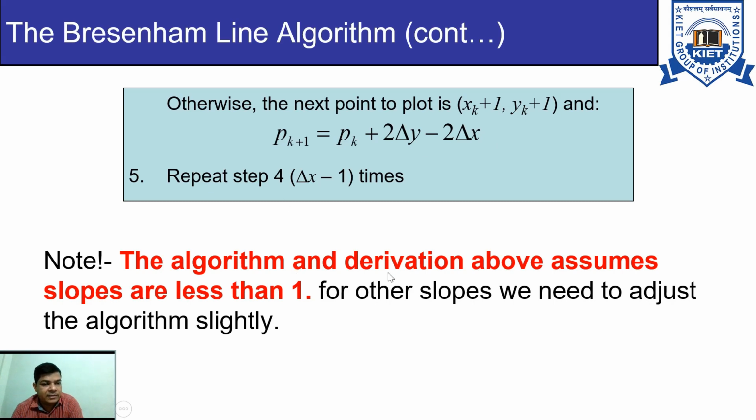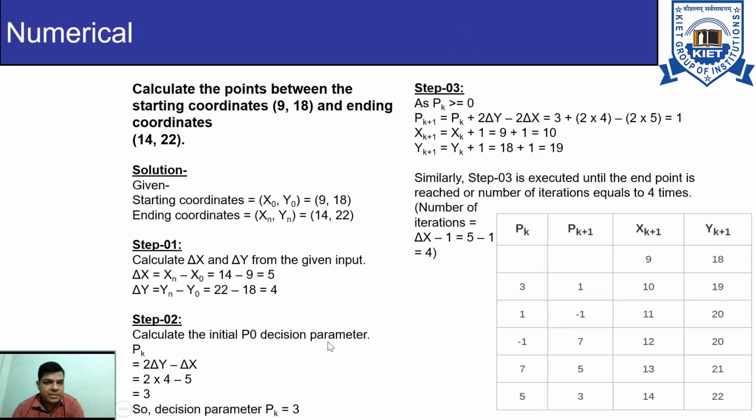And we know, as we have already seen, this algorithm is designed for the slope less than 1, and for the other slopes we need to adjust the algorithm slightly. So here is a numerical of Bresenham's algorithm, and in this you can see that we have to plot a line whose endpoints are 9,18 and 14,22, and whenever you are calculating the slope of the line, it is always less than 1.